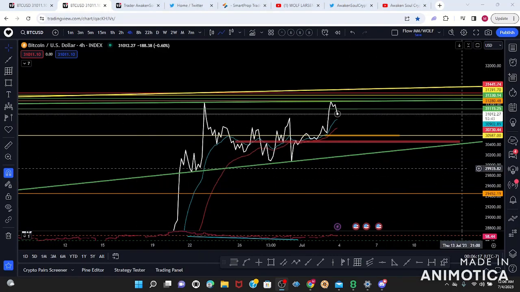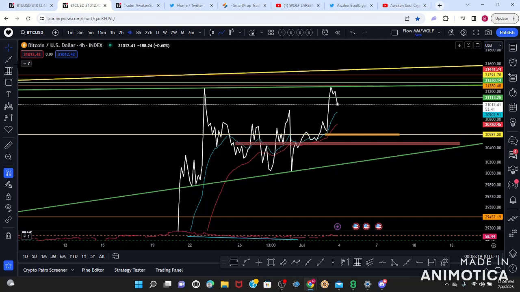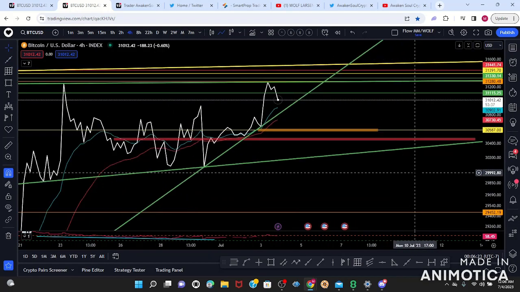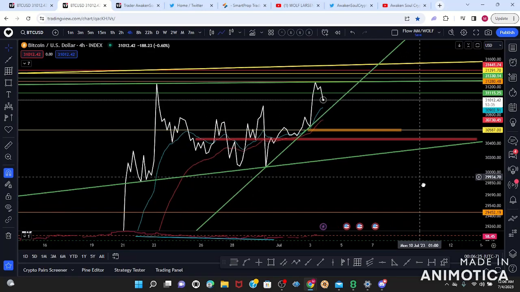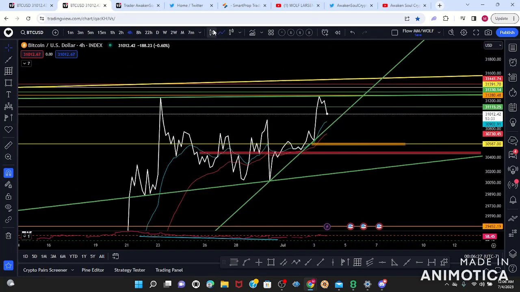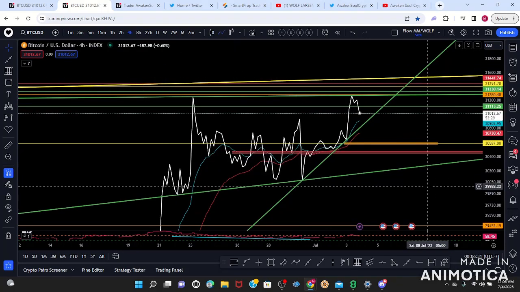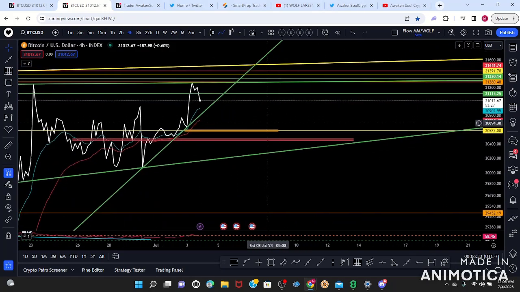So we did the 4 hour trend lines here. This will be my 4 hour trend line here. Okay, let's go back. So what pattern do we see? We see a possible flag, sure.